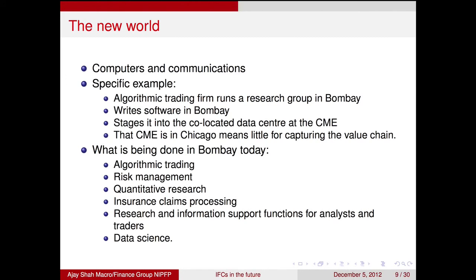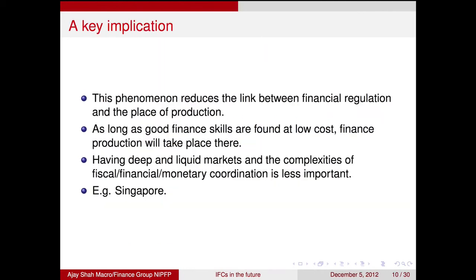So there's all sorts of stuff that we see being done in Bombay today. Work on algorithmic trading, work on risk management, work on quantitative research. We see insurance claims processing. We see a whole array of research and information support functions for analysts and traders located all over the world. We're seeing a whole bunch of data science. These subcomponents of global finance production are able to get done in Bombay today. Why? Because of the rise of computers and communications. You don't need to be 100 meters away from the epicenter in order to participate in the production.